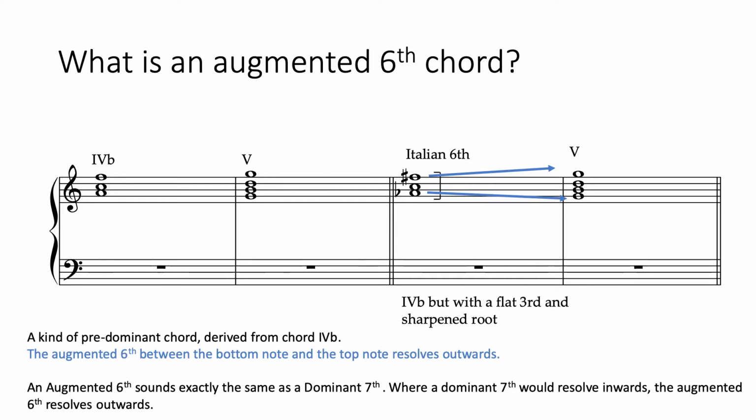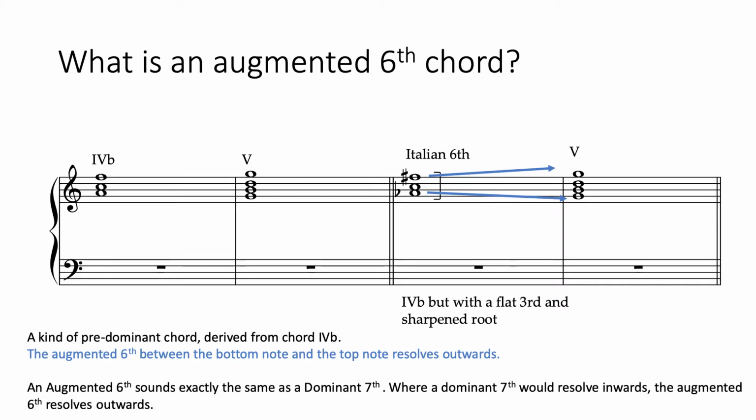An augmented sixth chord varies that by flattening the bottom note, the third in our 4B chord, and sharpening the top note, the root of our 4B chord, to give us this augmented sixth interval between the A flat and the F sharp in this case, but between the third and the root of our 4B chord. So there's that augmented sixth chord, an Italian sixth in this case, resolving to chord 5.